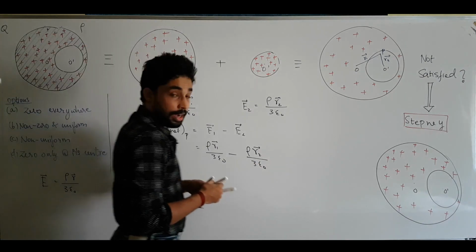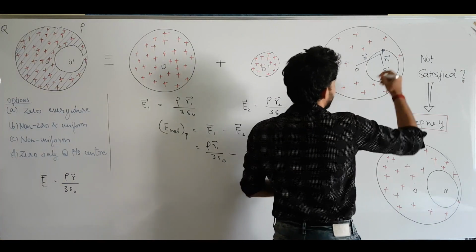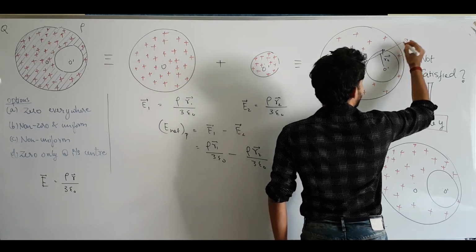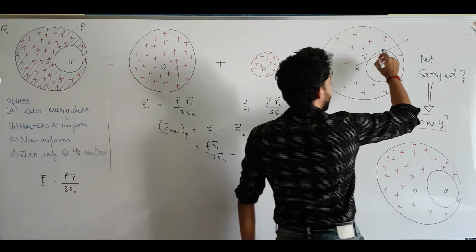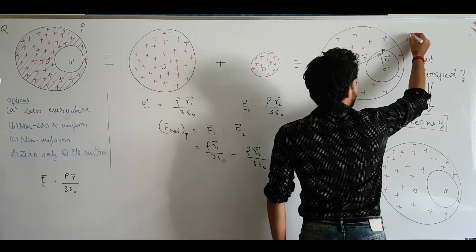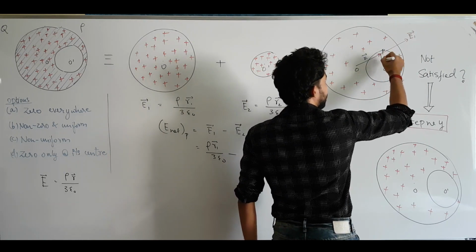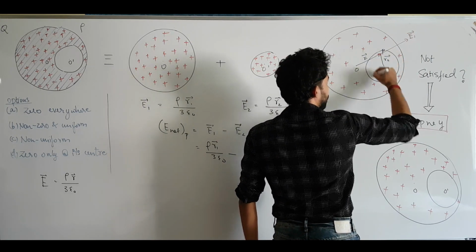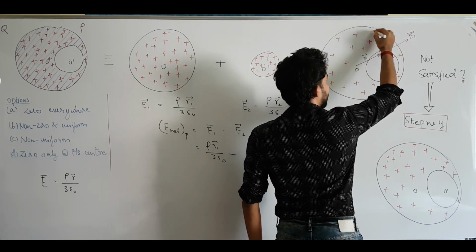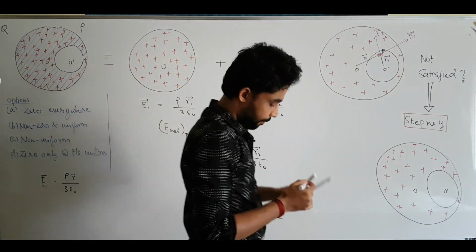Okay, so according to directions, due to the whole solid sphere, the electric field is going to be radially outwards. This r vector is like this, pointing in this direction, and this is electric field E1. And due to this r2 vector, the electric field due to this small sphere is going to be radially outward like this, E2, and the r2 vector is like this.